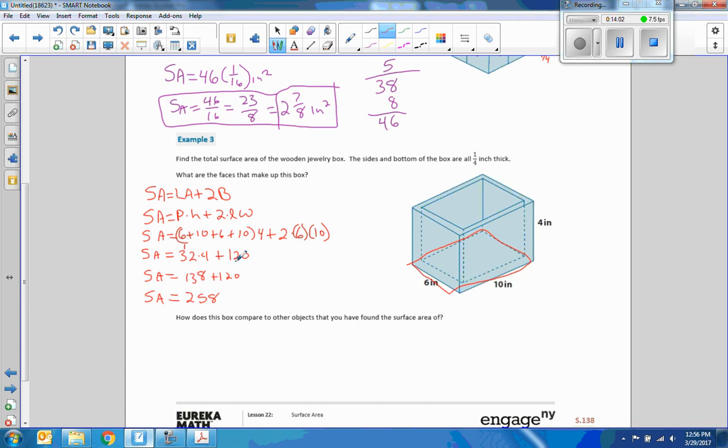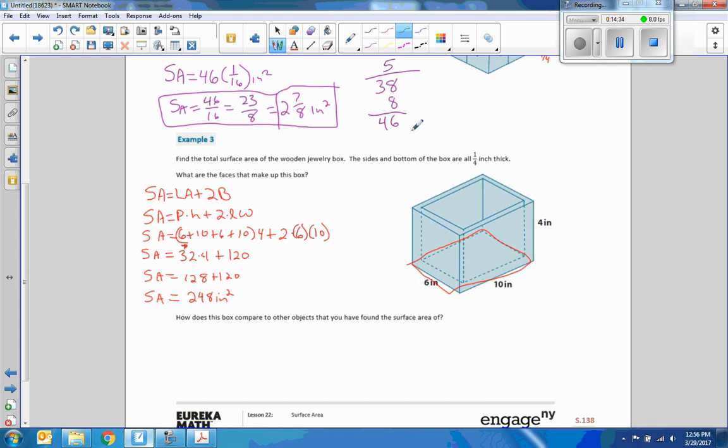Sorry, 248. Let's see, 4 times 2, 4 times 3 is 12, not 13. Okay, so this is 248. Let me fix this. 4 times 2, 8. 4 times 3, 12. I don't know why I had a 1 carry, there isn't any. And then 128 plus 120 is 248 inches square. That's the outside of the box. Okay?